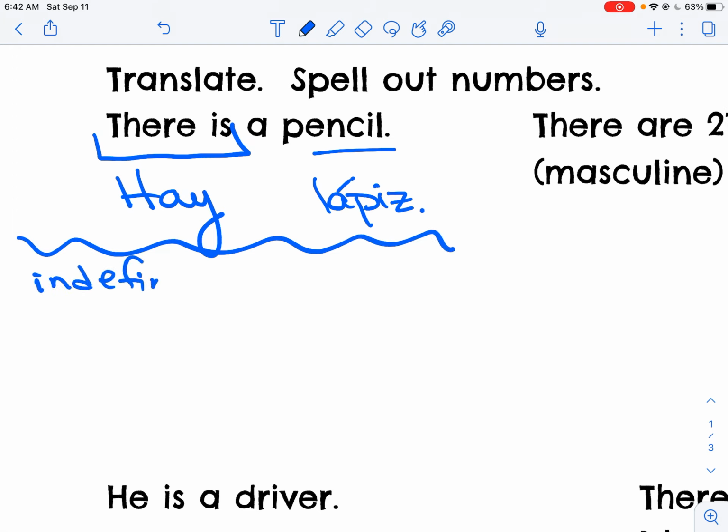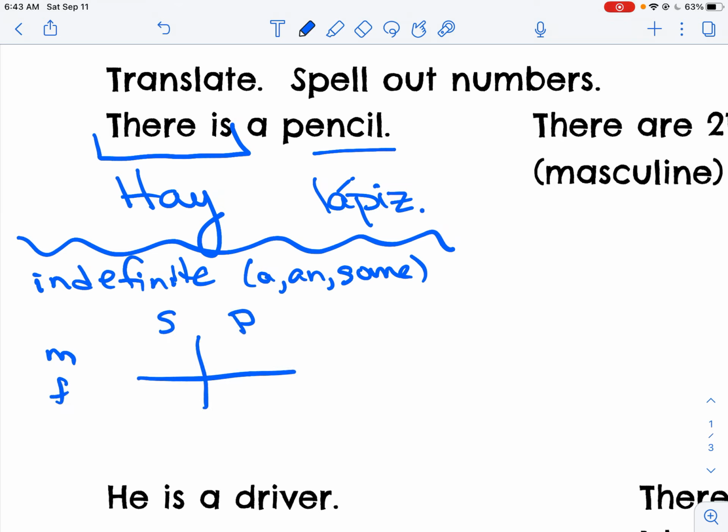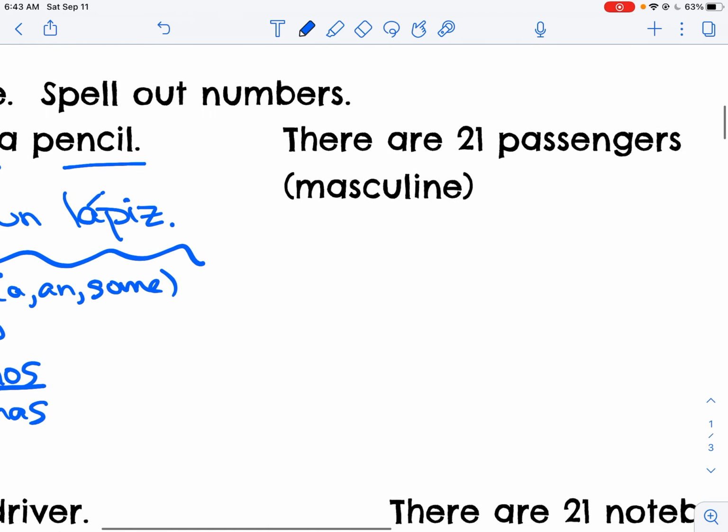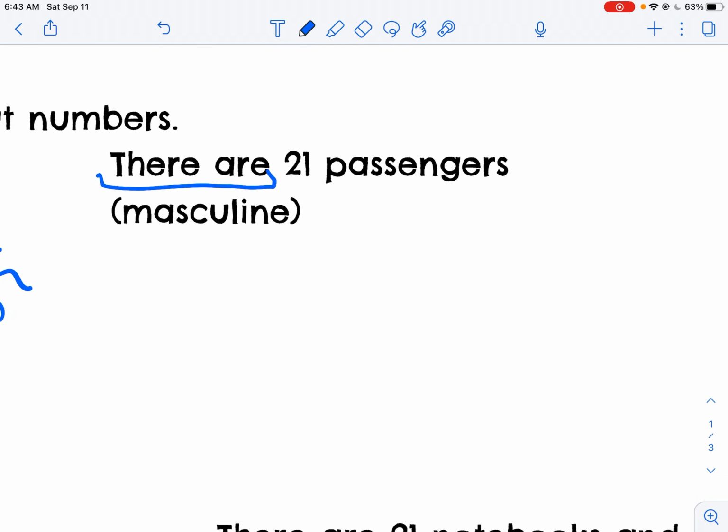So if I'm talking about indefinite articles, that means a, an, and some. If I'm talking about those, then I have masculine, feminine, I have singular, plural. That means that this is unos, una, and unas. Since lápiz is singular, that means it's going to get this column, and it's masculine singular, it's going to be un. So hay un lápiz. Again, there is or there are is the word hay.